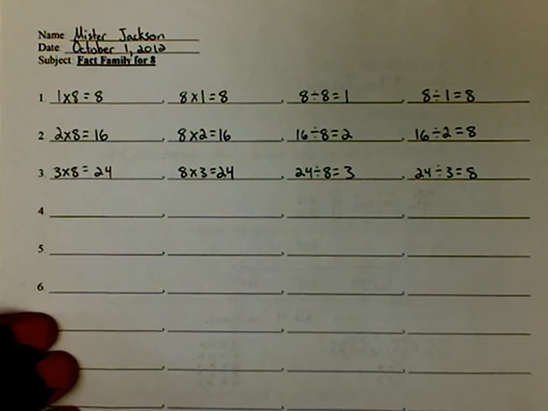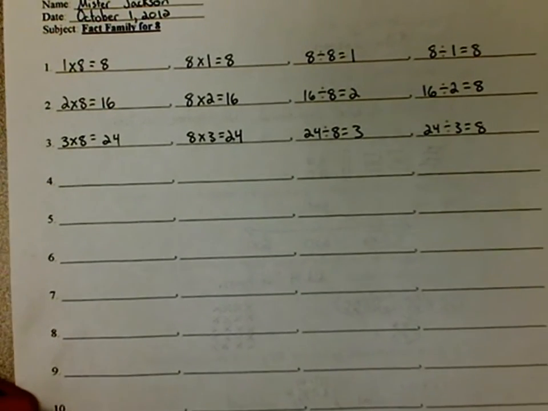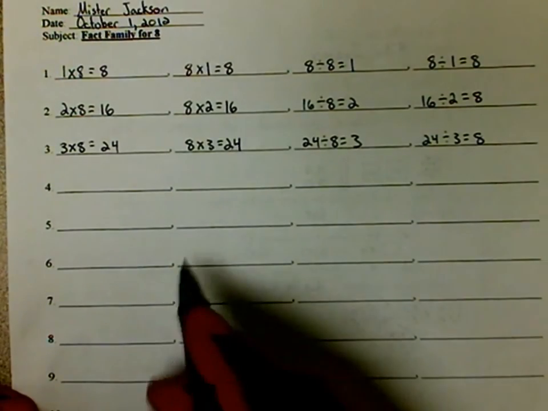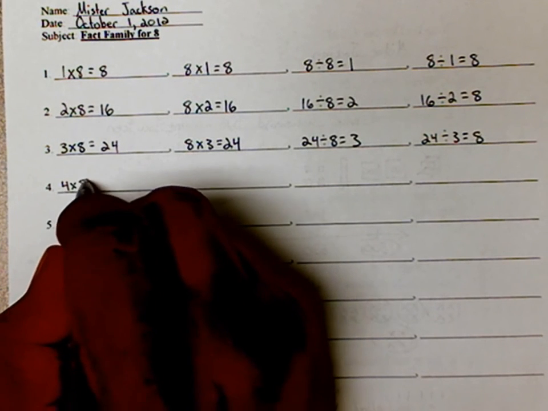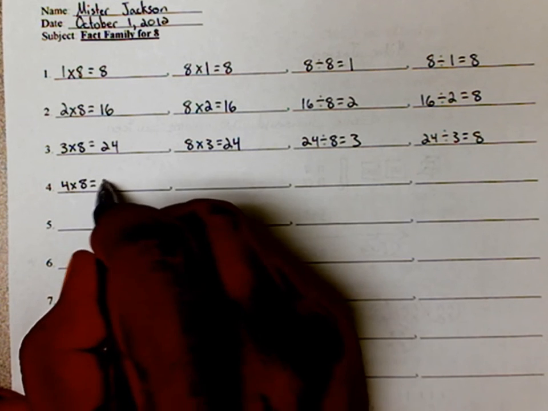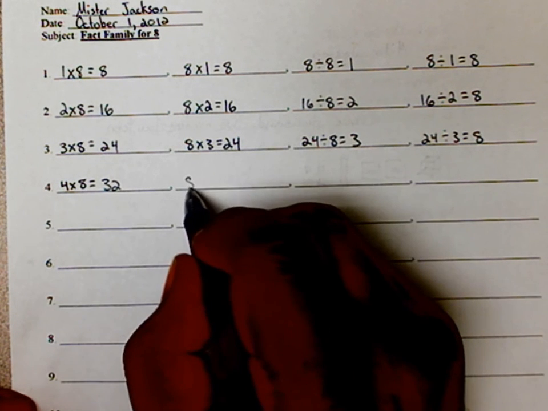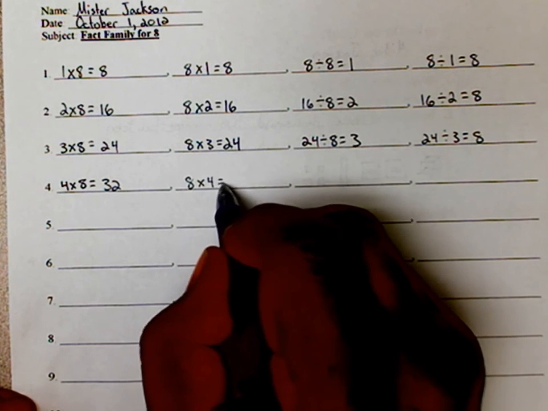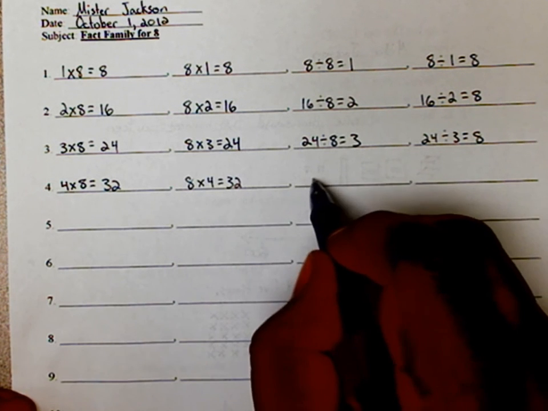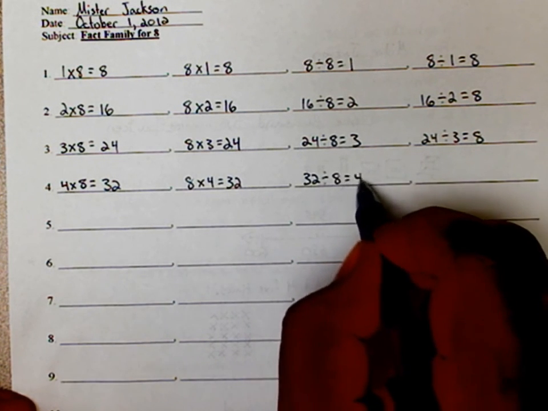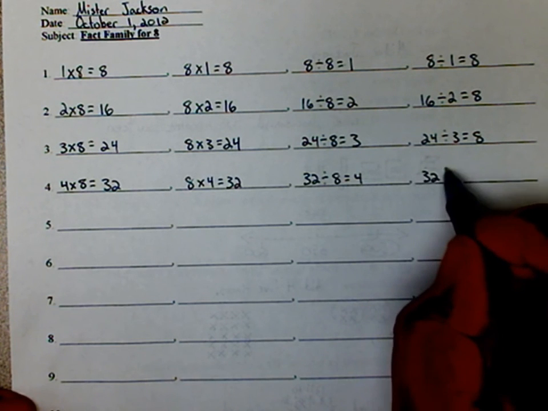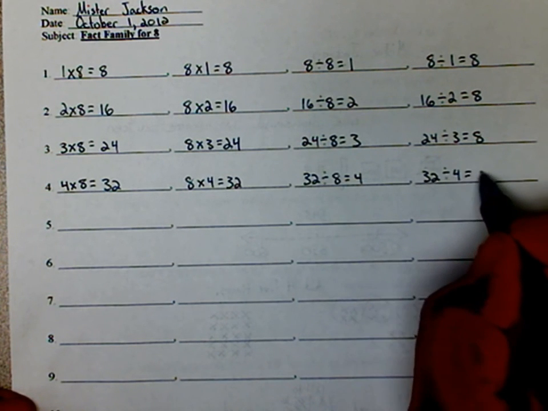You continue the same process all the way down until you get to 15. So if you're used to the process, this is how quickly you'd be able to write one of the sentences. 4 times 8 equals 32. 8 times 4 equals 32. 32 divided by 8 equals 4. 32 divided by 4 equals 8.